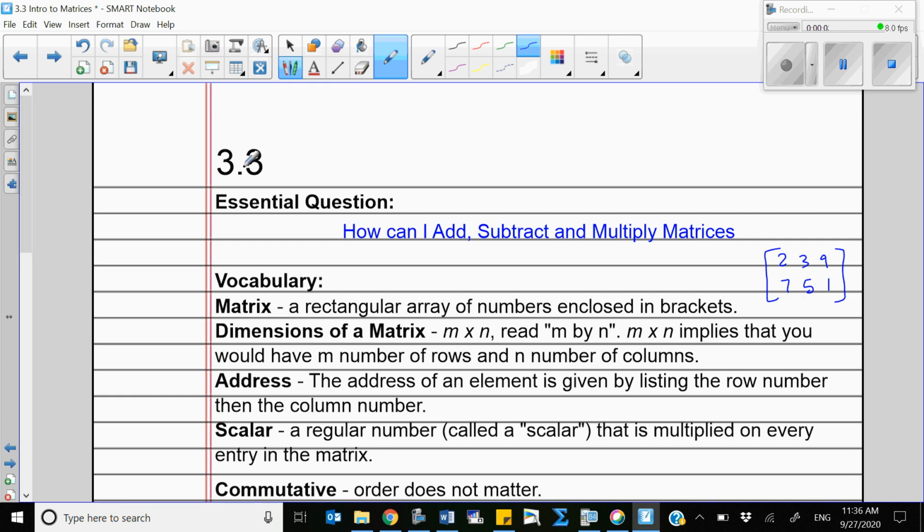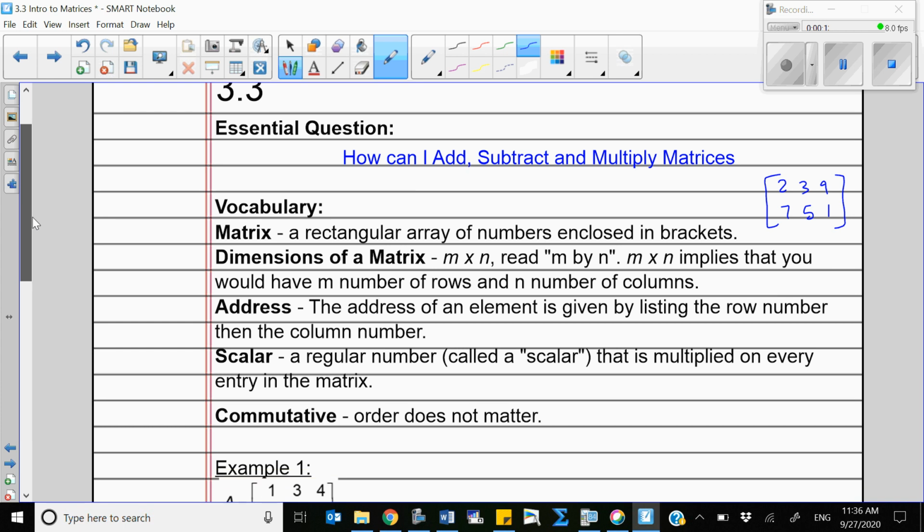Hello everyone. We're going to learn about matrices today. We're going to learn how to add, subtract, and multiply matrices. First of all, let's go over some vocabulary.